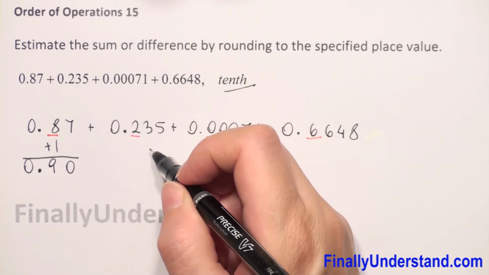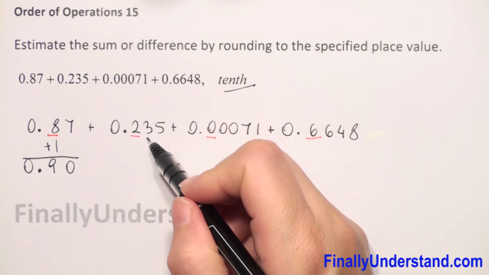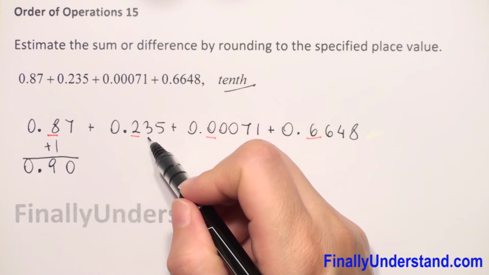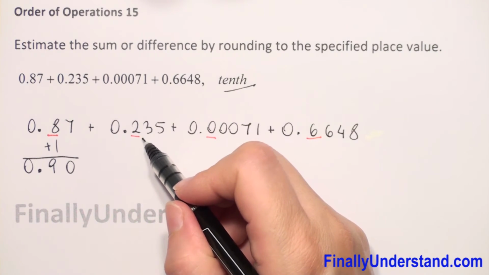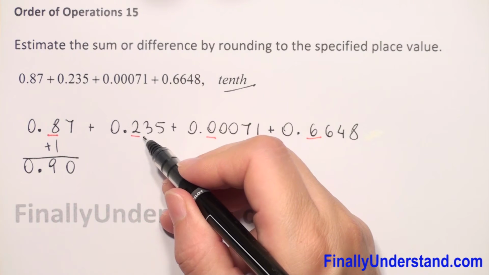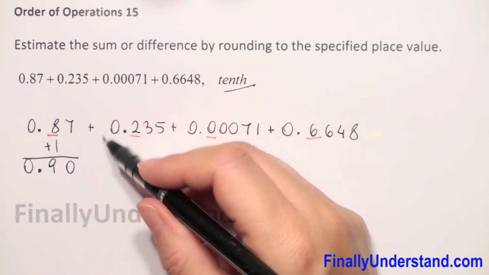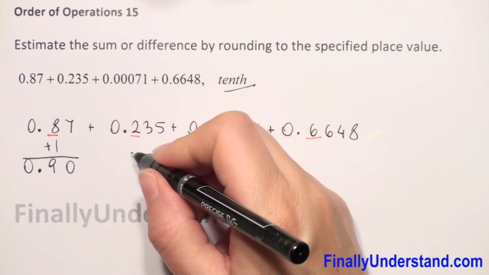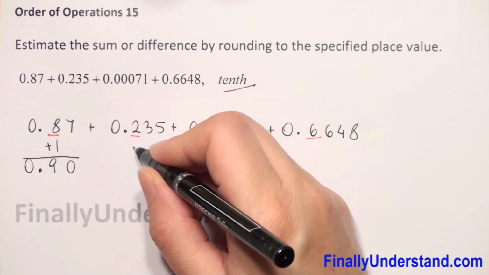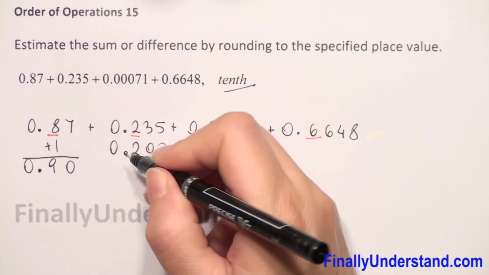The next number we also have to round to the tenth. We underline the tenth. Next we check what we have after the tenth, which is 3. When we have a number less than 5 after our underlined digit, we don't have to do anything. We change every digit after our underlined digit to zeros and copy everything we have before. So it will be 0.2, with 0, 0 after it.